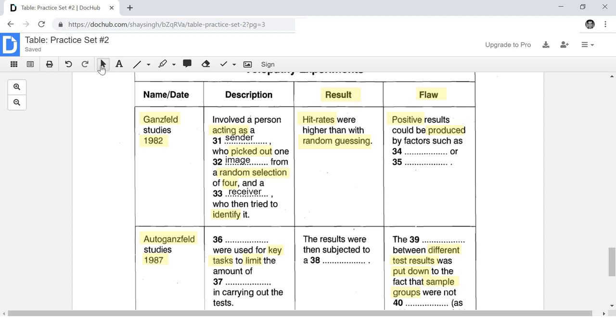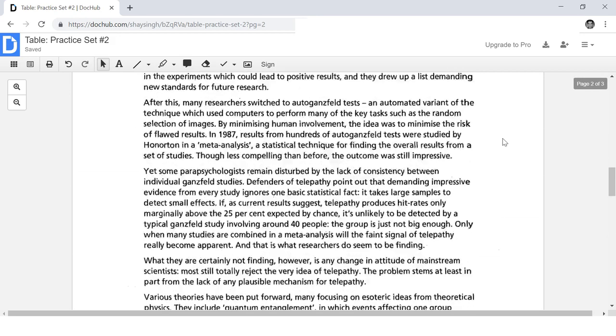Alright, so now I have already answered all of my questions related to the description. I don't care about the result because there are no questions there, but I do care about the flaw. I want to find out what was the flaw with this experiment. So let's read the question. It says, positive results could be produced by factors such as dash or dash. So let's find out what the flaws were.